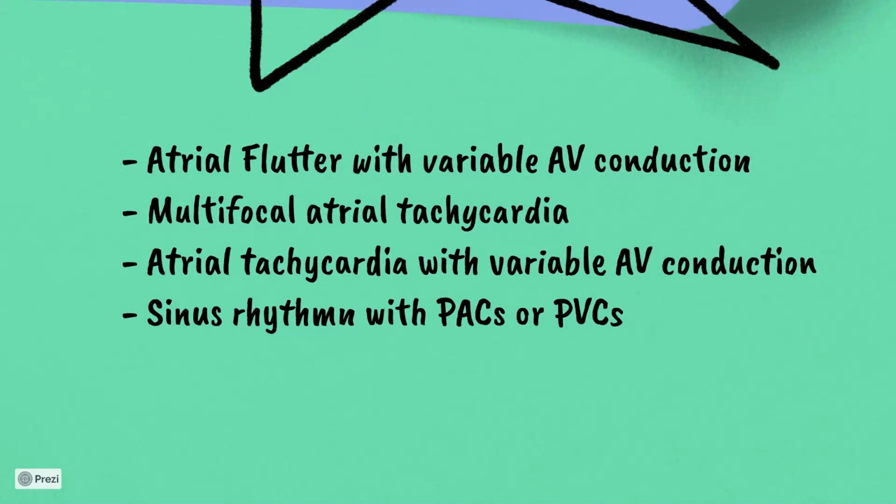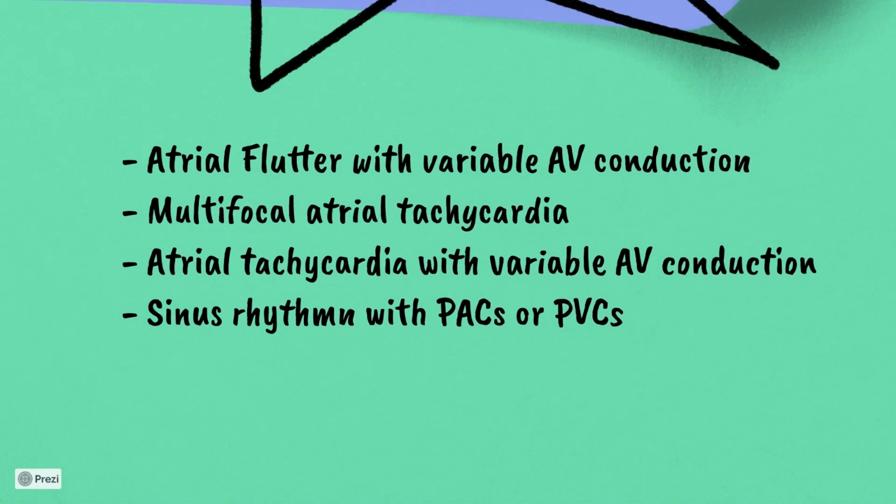Some differentials for AF include atrial flutter, where we'd expect to see a sawtooth baseline, multifocal atrial tachycardias, where you'd see a tachycardia with P waves of different morphologies, meaning that the impulse is starting at different places within the atria. And then you could also see a sinus rhythm with premature atrial contractions. This is when the atria, or the sinoatrial node in the atria, triggers a premature beat, but this is not AF. You would expect to see a normal P wave and a normal QRS preceding this. The rhythm will just be irregular.